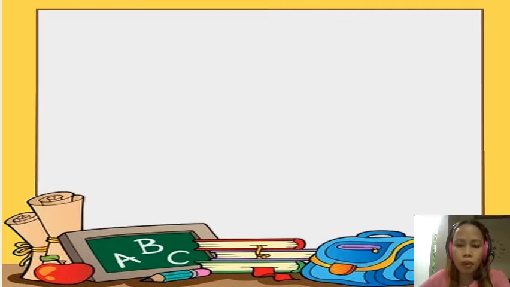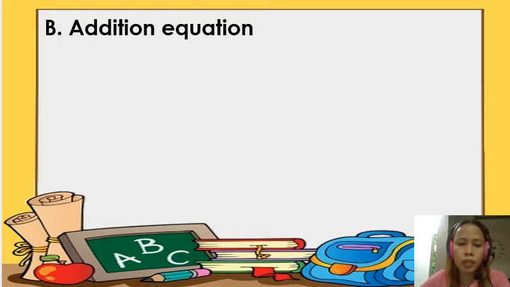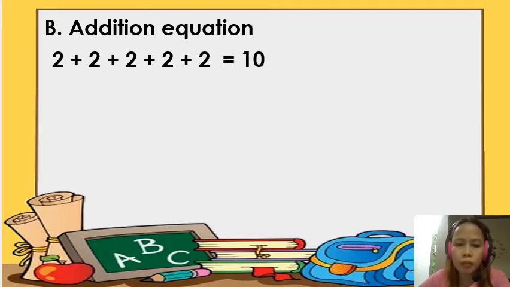The second one is by making an addition equation or addition sentence. There are 5 groups of twos. We can add the 5 groups of twos to get the answer. 2 plus 2 plus 2 plus 2 plus 2 equals 10.